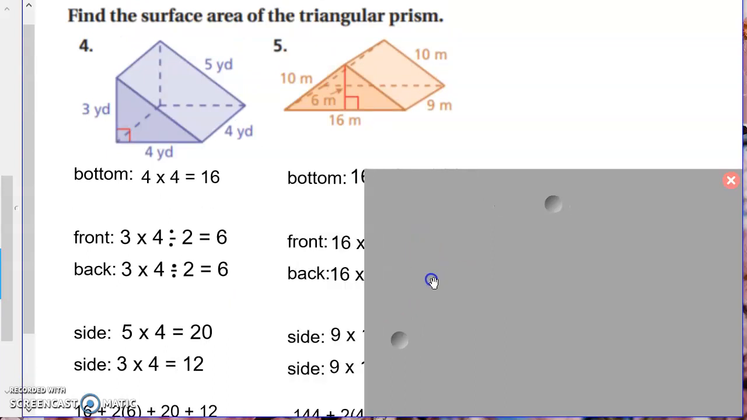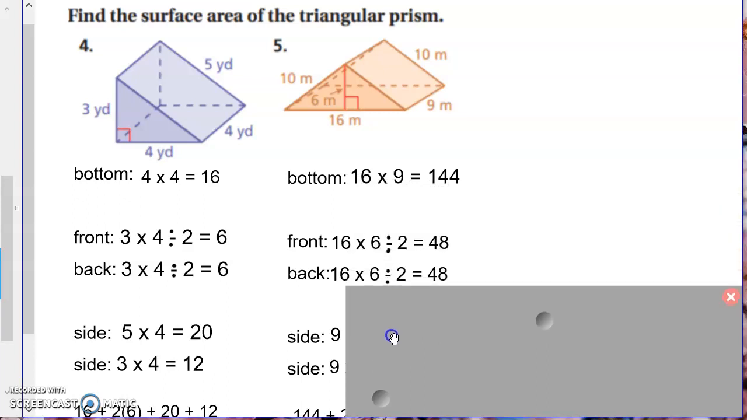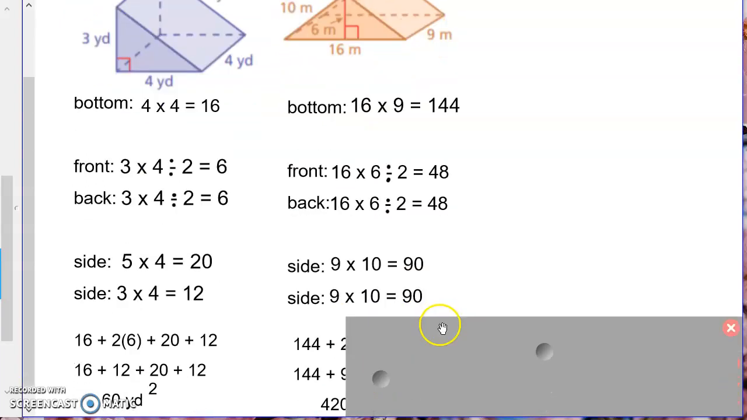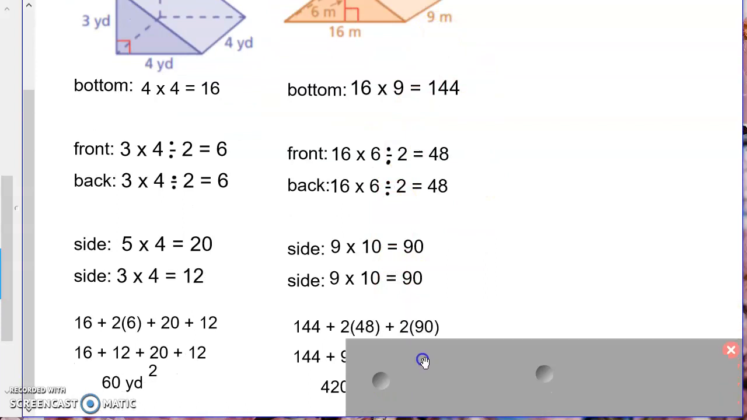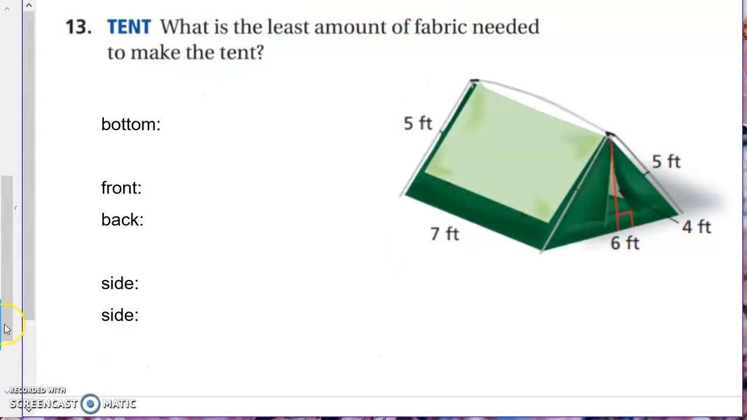Second example here. So again, bottom, front, back, side, side. The bottom would be 16 times 9, which is 144. The front and back would be 16 times 6 divided by 2, which is 48, and then again 48 on the back. This side here would be 9 times 10, which is 90. This side over here would actually be the same shape. It would be 9 times 10, which is 90. So then to add all those numbers together, we would do 144 plus 2 times 48 plus 2 times 90, which gives you 420 meters squared.